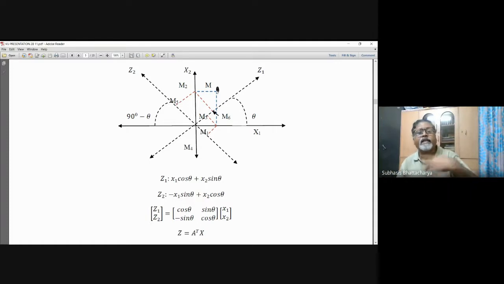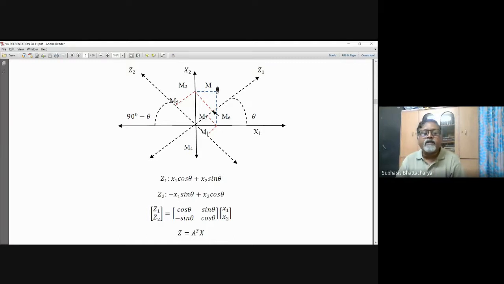The variables are x1 and x2. So point M has some x1 and some x2. Now I am changing the axis, by rotating it by some angle theta. And the ordinate of point M becomes different, in this way. That is an orthogonal transformation. I am not going into that mathematics.